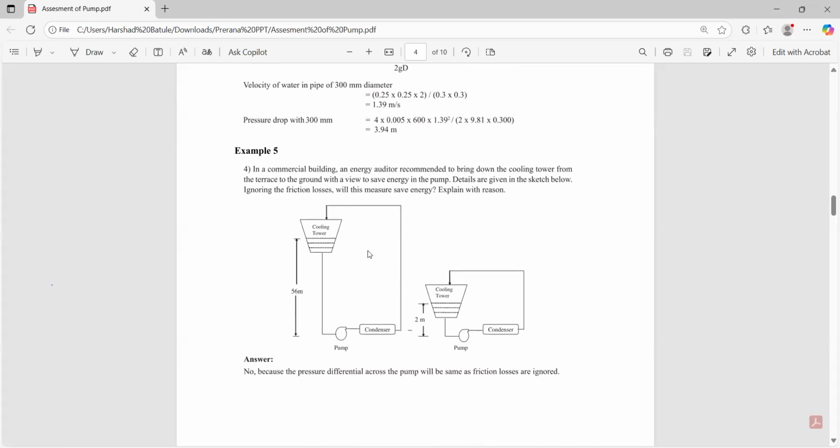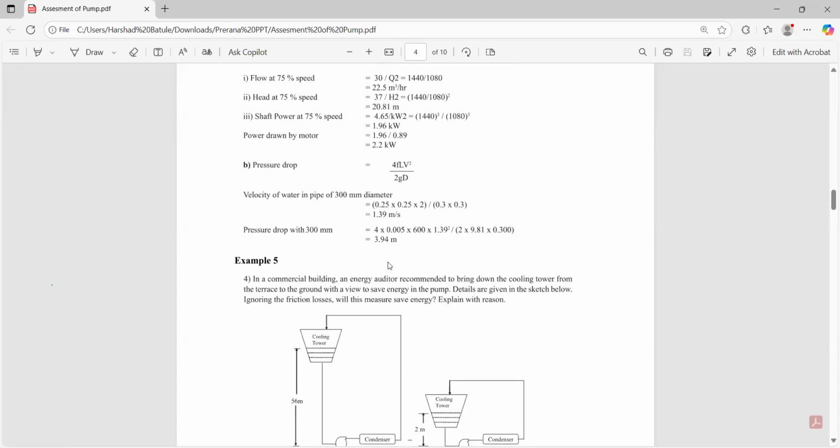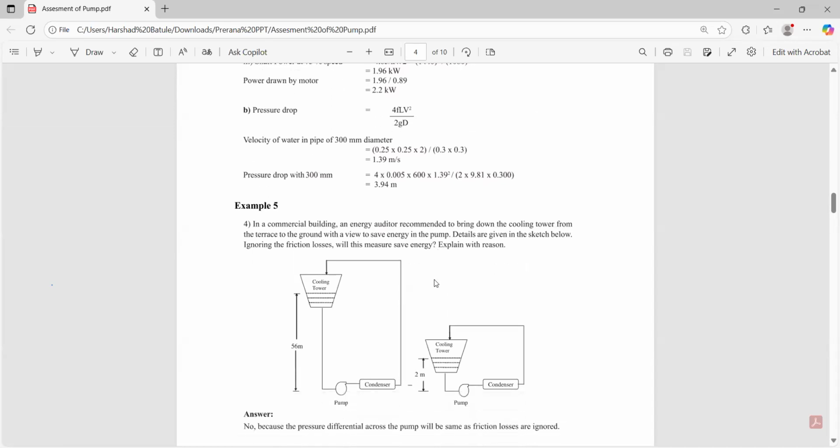In a commercial building, an energy audit recommended to bring down the cooling tower from the terrace to the ground with a view to save energy in the pump. Details are given in the sketch below. Ignoring the frictional loss, will the measure save energy? Will this measure save energy? Explain the reason.